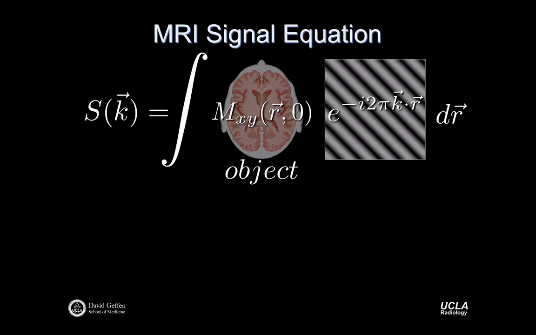We can measure the signal at a particular position in K-space if we manipulate the contrast of the object and then multiply by the right spatial frequency pattern. And that's the signal that will be received for that short period of time. Now, generating this pattern in our magnetization, this is relatively straightforward. We're just going to apply a gradient.